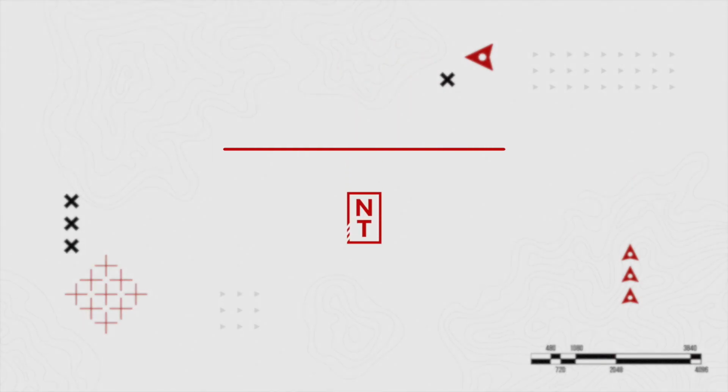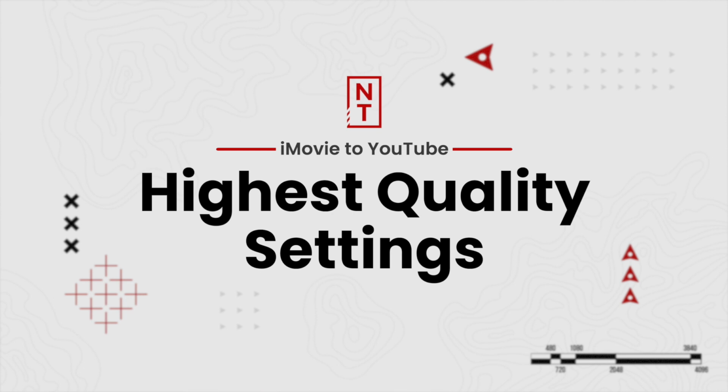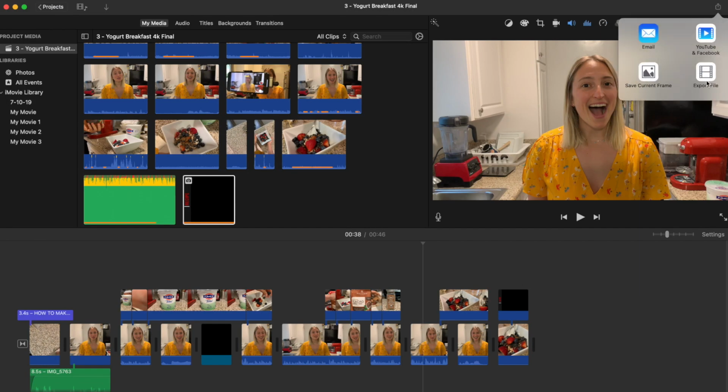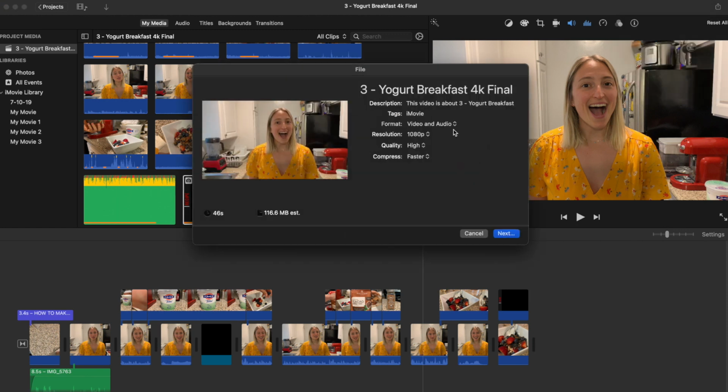If you want to export and upload in the highest quality possible, what we're gonna wanna do is come back to our timeline. We're gonna click that same share button, but this time we're gonna go to export file. And that's gonna give us a couple more options over our settings.